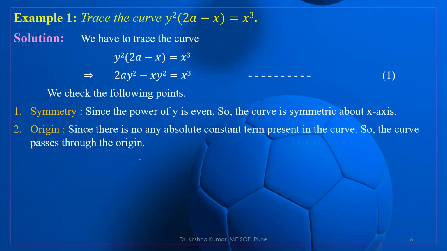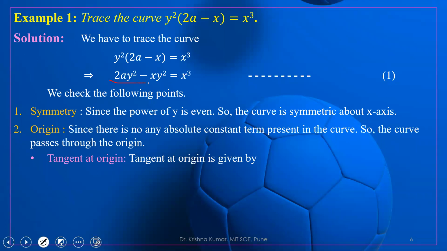Next, if the curve passes through the origin, what is the next part? How to find the tangent at the origin? The tangent at the origin is given by the lowest degree term equal to 0. So here, what is the lowest degree term? 2a is a constant. The degree of the first term is 2. The degree of the second term is 1 plus 2, which is 3. The degree of the third term is 3. Correct?